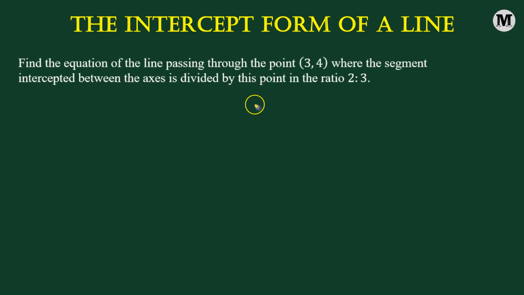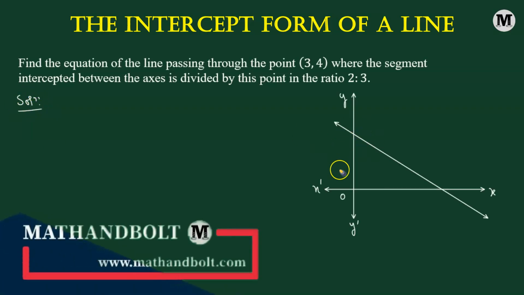Find the equation of the line passing through the point (3, 4), where the segment intercepted between the axes is divided by this point into the ratio 2:3. Okay, first let's try to understand the problem graphically. So we begin by considering the xy coordinate plane.